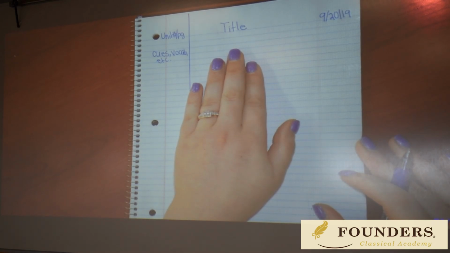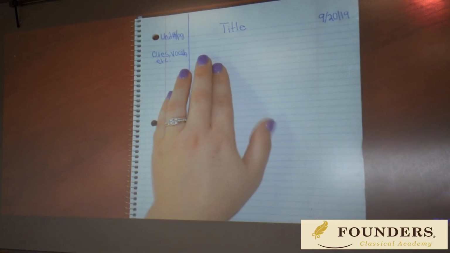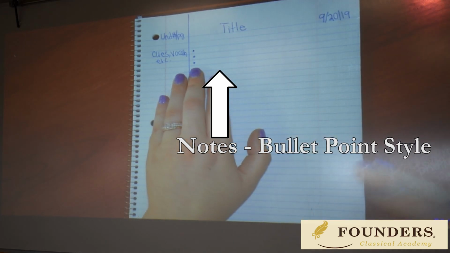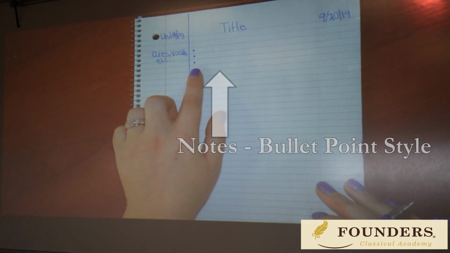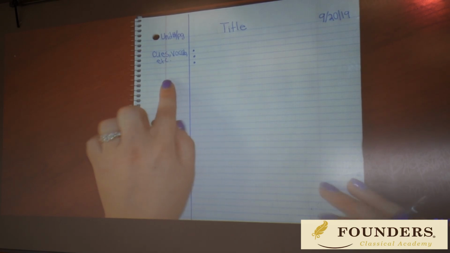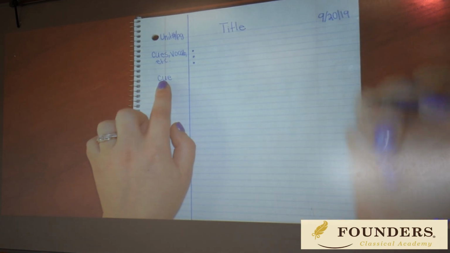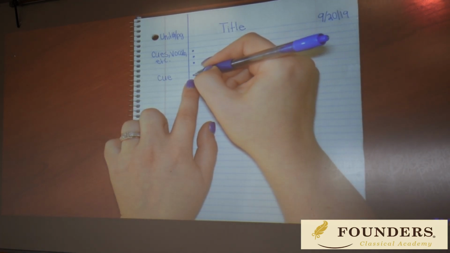In the right-hand margin, on the right-hand side, you're going to have the corresponding notes. Notes are in a bullet point style. You'll want to make sure that you are skipping a line between each term and then the corresponding notes.